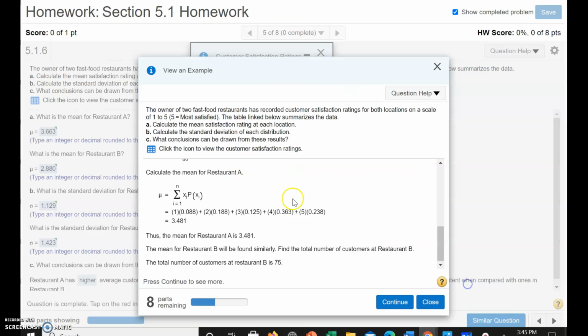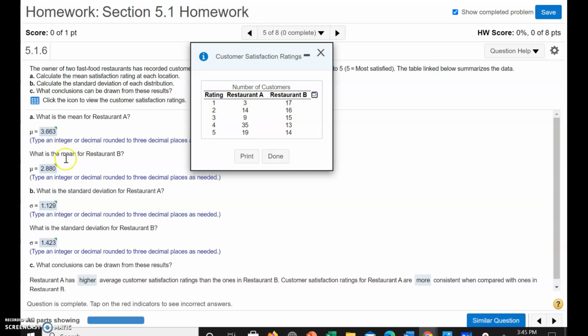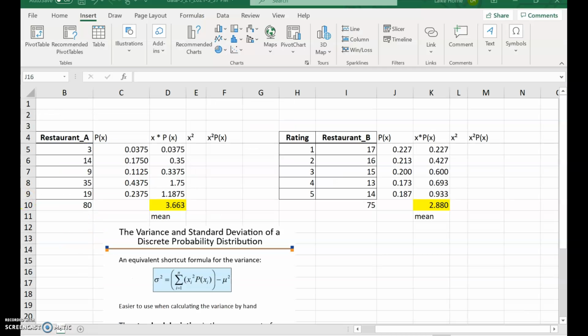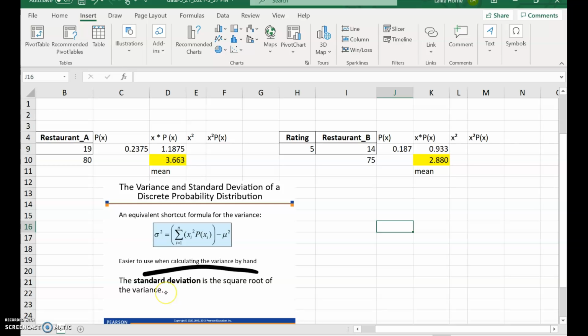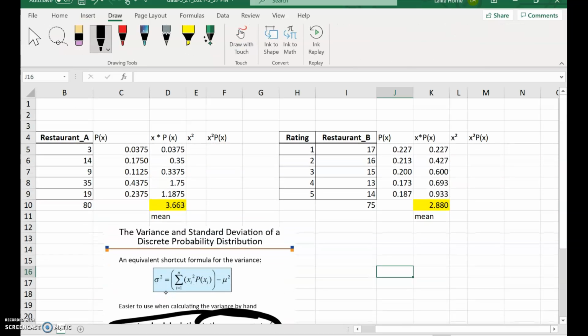So now let's look and see what we have to do next. It looks like the next thing we need to do is the standard deviation for restaurant A and the standard deviation for restaurant B. Okay, so what I have done to get the standard deviation, we have this variance formula down here, but it does go on to say to get the standard deviation, take the square root. So I'm going by that formula, and if I were you, I would get used to understanding everything in the formula, and that will help you work this quicker and have a better understanding.